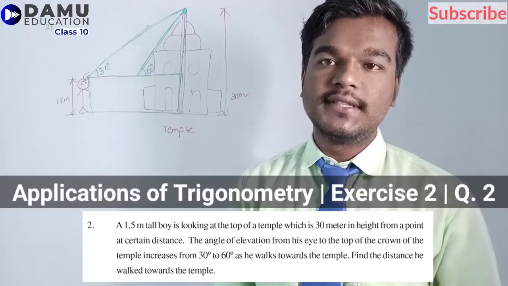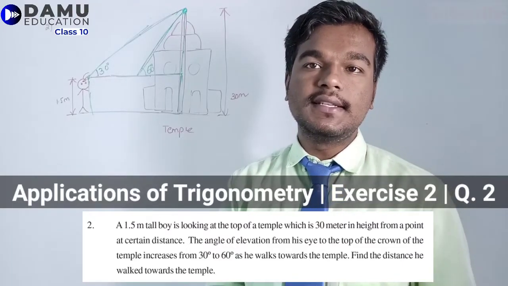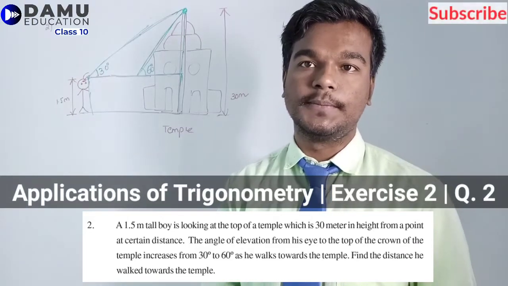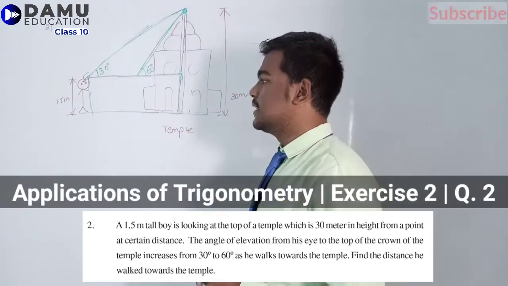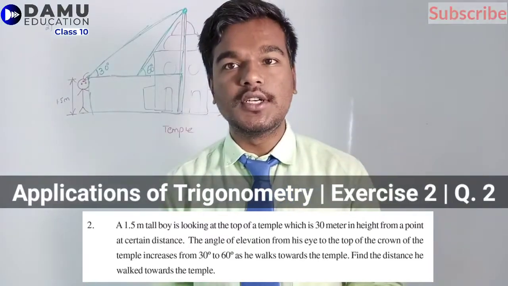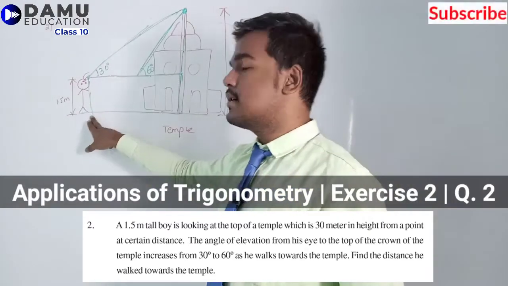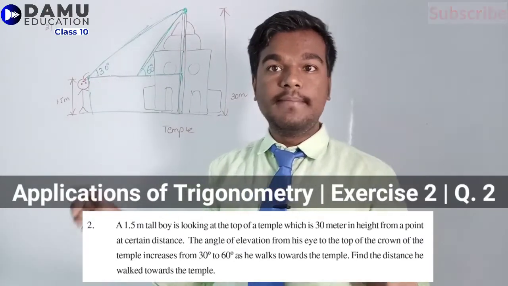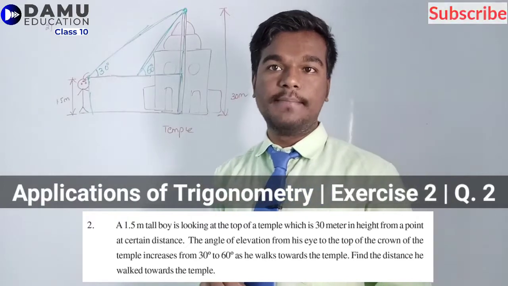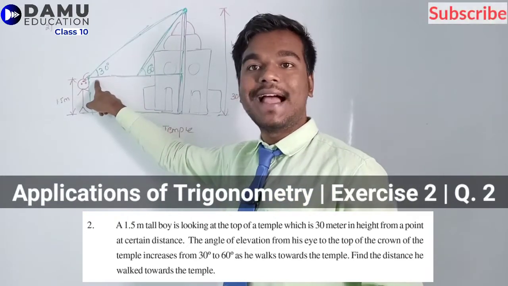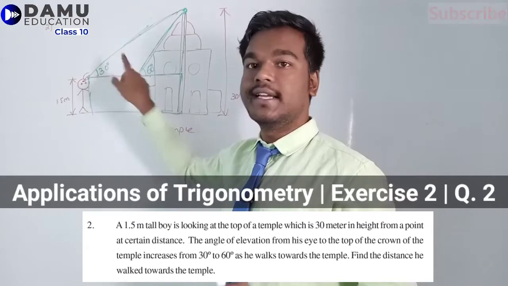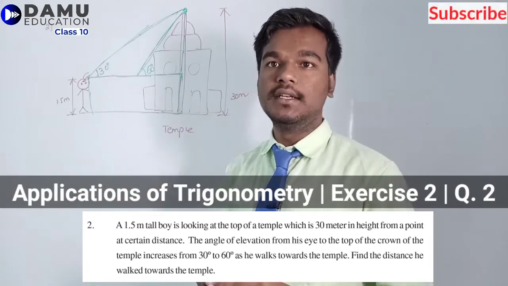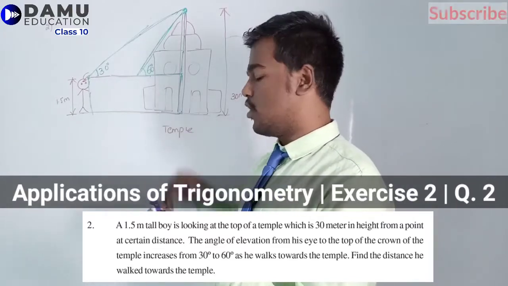So in this module, we are going to discuss what is the distance traveled by one guy from one point to another point. This is the question. So what is our main thing? They are given that a 1.5 meter tall guy is there. This guy is watching the top of the temple, at the peak level of the temple. He is watching from one point at an angle of elevation of 30 degrees, and he wants to come closer to the temple. So he walked from this point to this point.